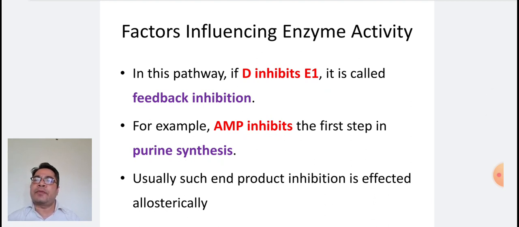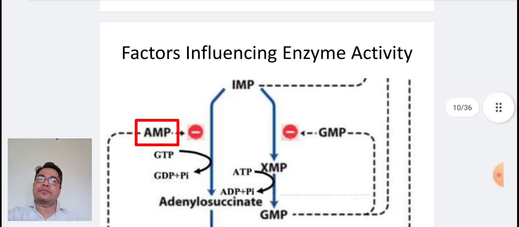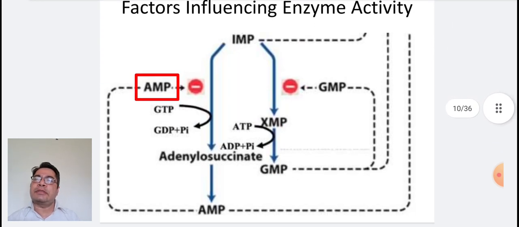For example, AMP inhibits the first step in purine synthesis. Usually such end product is affected allosterically. Here we can see that IMP finally produces AMP. Then AMP allosterically inhibits the enzyme which forms adenylosuccinate.